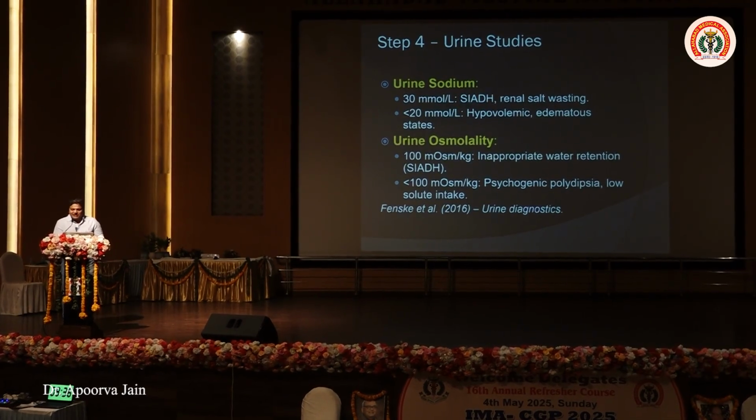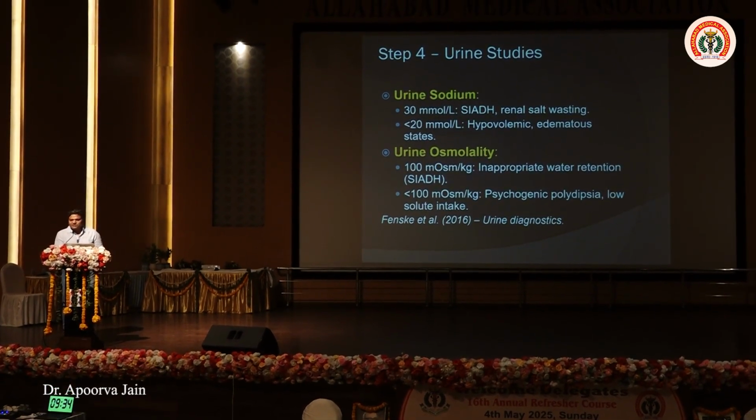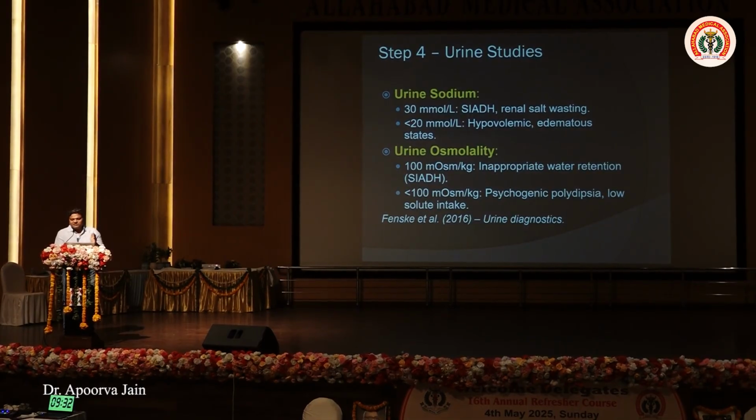Now going to lab analysis, we'll go for first urinary sodium. If the urine sodium is 30 millimole or more, then it is either SIADH or renal salt wasting diseases. Urine sodium either 30 or more than 30 is SIADH or salt wasting. Urine sodium below 20 is hypovolemia or hypervolemic states.